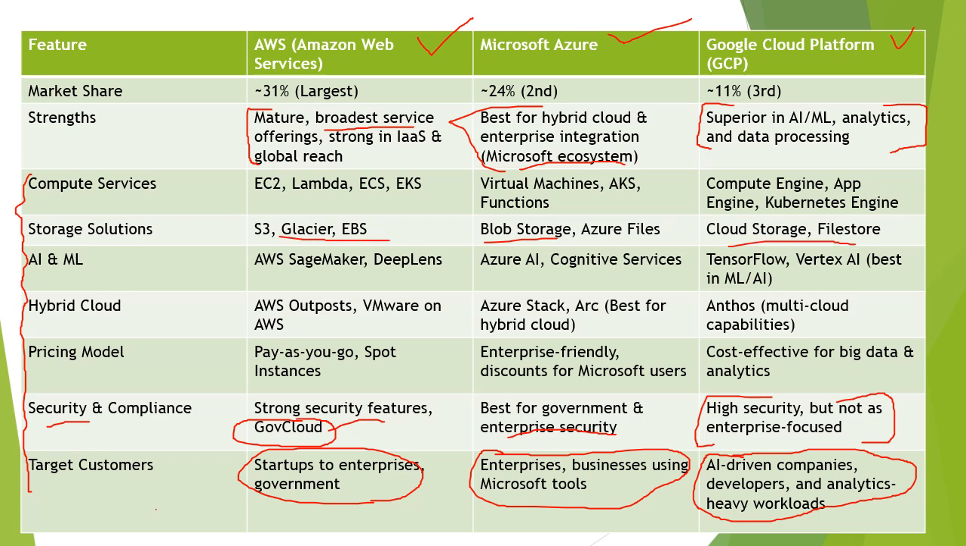But basically, these are the differences. Pricing, pay as you go, really enterprise friendly here again. And then apparently, Google is really cost effective for a lot of data and analytics. So, just something to note in the cloud wars.